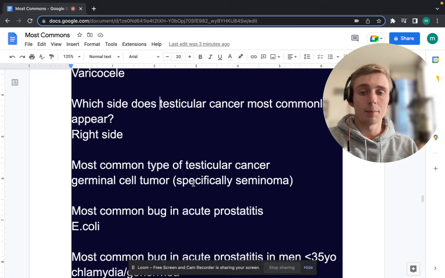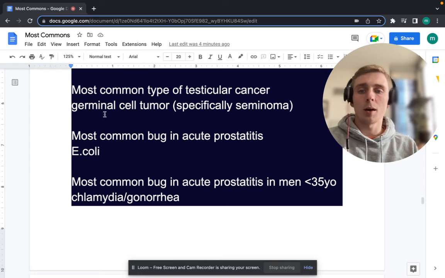How about the most common type of testicular cancer? That's going to be germinal cell tumor, especially a seminoma. So we had some things before about non-seminomatous germ cell testicular cancer, and that was that they had increased AFP and HCG. How I remembered it was that non-seminoma is a longer word, it has more things going on with it, and those more things are HCG and AFP. So non-seminoma has increased HCG and AFP, and seminoma is the most common, and it's a germinal cell tumor.